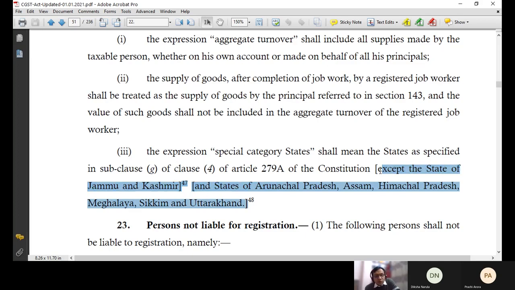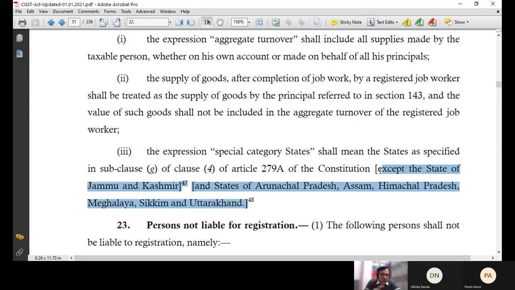So now I would like to show you Indian Constitution Article 279A. There are 11 states which are included as special category states in Article 279A, but for the purpose of registration, those 11 states will not all be special, because the language of section 22 says that for the purpose of registration, special category states exclude these states: J&K, Arunachal, Assam, Himachal, Meghalaya, Sikkim, Uttarakhand. These seven are not special for the purpose of registration.